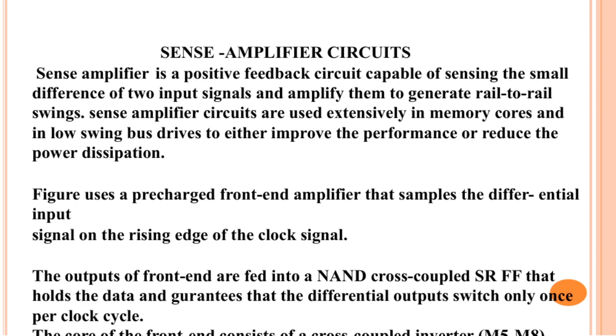At the heart of this front end is a cross-coupled inverter pair, labeled M5 through M8. These inverters are pre-charged by devices M9 and M10 during the low phase of the clock, preparing the circuit for the next sampling event. This pre-charging step is vital because it resets the outputs, enabling accurate detection of the small voltage differences when the clock rises again. Overall, this design balances speed and power efficiency very well, which is why it's so widely used in modern circuits.